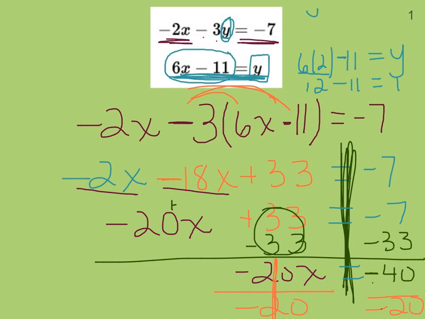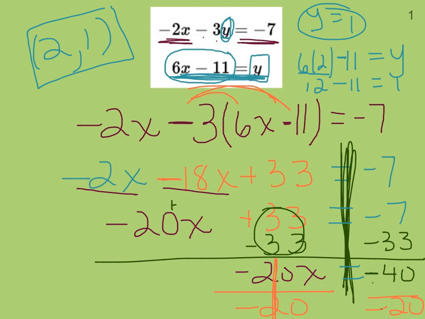So we can say y equals 1, circle that, and we write our solution as 2 for your x, 1 for your y. Always put it in the form of x, y. And that's it. We've solved it.